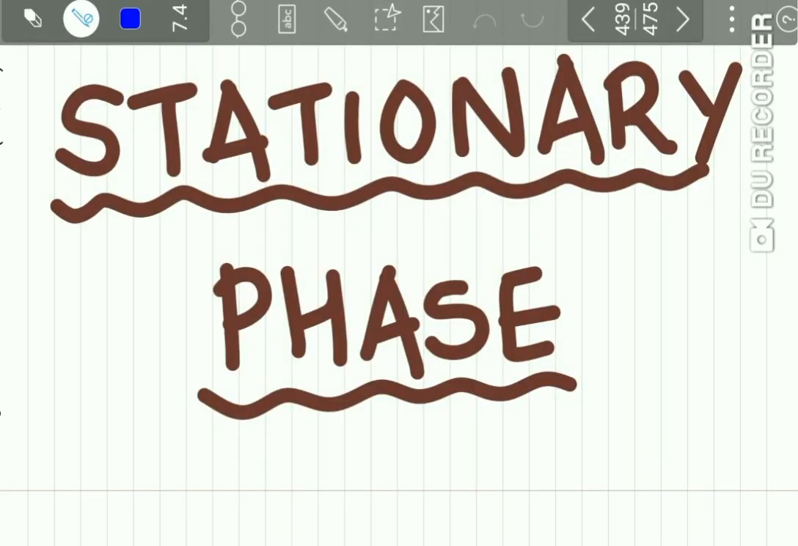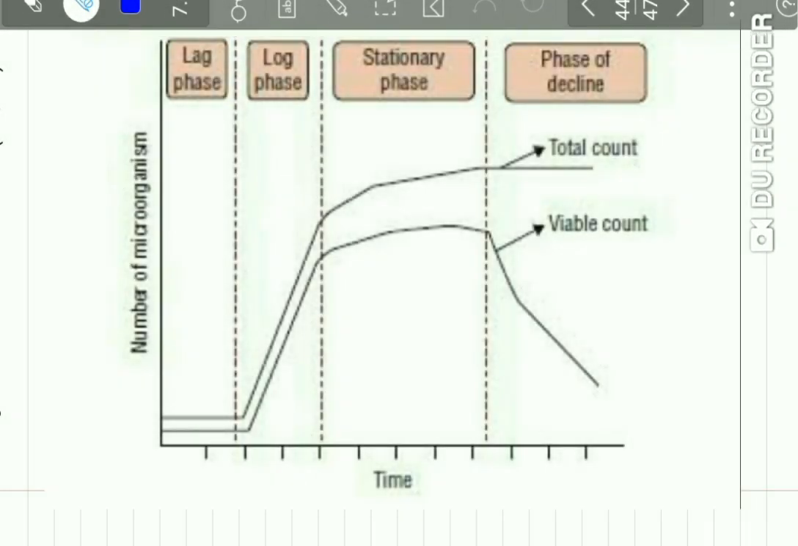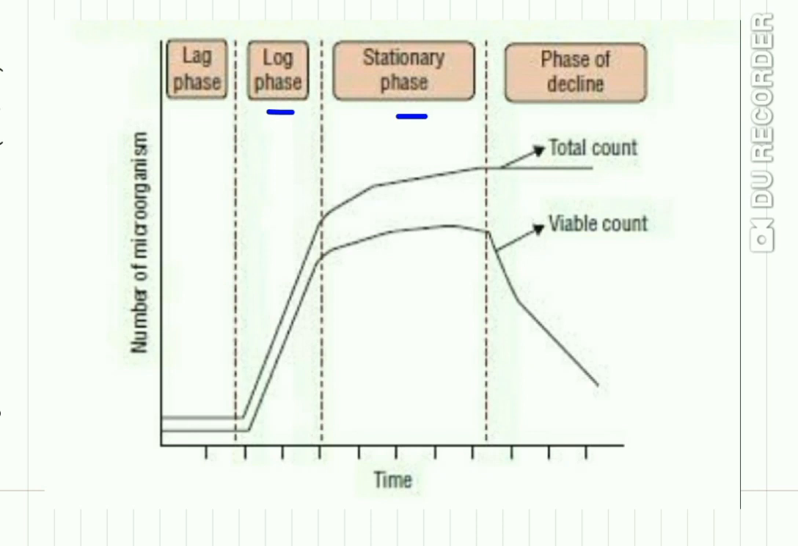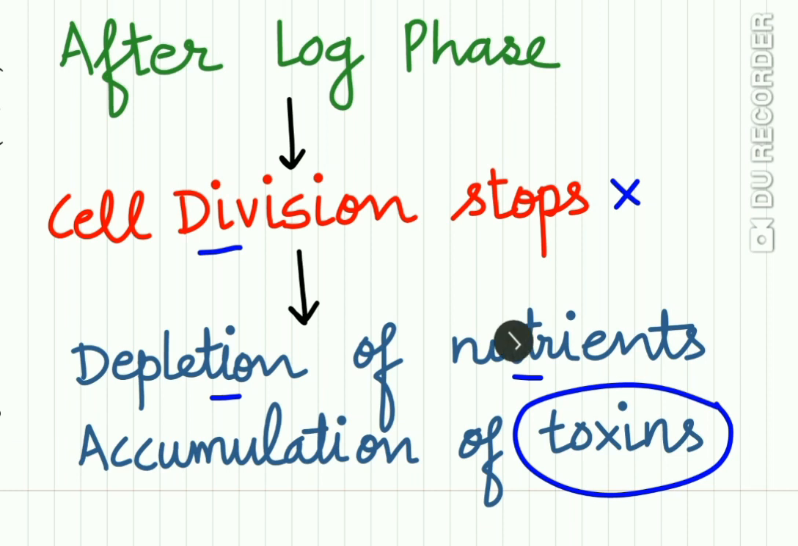Now next comes the stationary phase. After the log phase comes the stationary phase. You can see here, this is the stationary phase. In the stationary phase, the cell division stops, and this division stops due to depletion of the nutrients from the culture medium and accumulation of toxins in the medium.